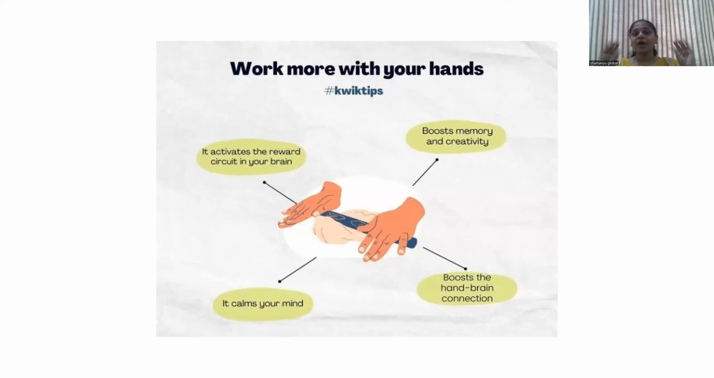You have to work more with your hands if you want your brain to be active. So what are the benefits you get when you use more of your hands? It boosts the memory. It develops the memory. And for the kids also, parents, this tip, the brain tips, will be useful for the parents also. So you can use it for both of you. It boosts memory and creativity. And then the hand-brain coordination, which is very important for the kids.